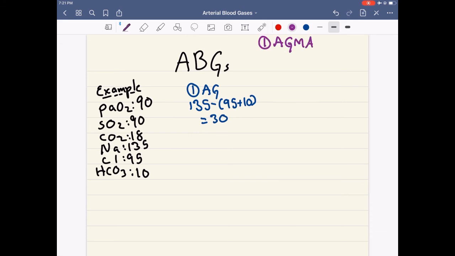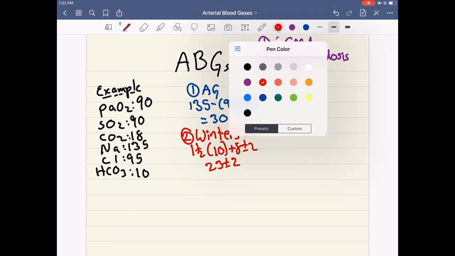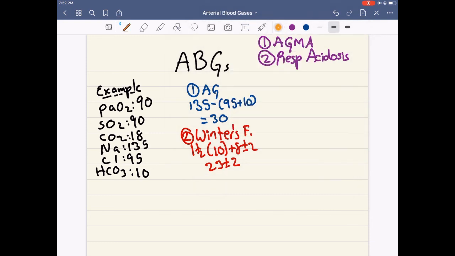The second thing that we're going to want to talk about is Winter's formula. Now, what is Winter's formula in this patient? Again, it's 1.5 times the bicarb plus 8 plus or minus 2. If we calculate that in this patient, it's 1.5 times 10 plus 8 plus or minus 2. So in that we get around 23 plus or minus 2. This 23 plus or minus 2 is greater than our 18. So our current patient's 18 is less than this 23. Since it's less than, that means you have a respiratory alkalosis.